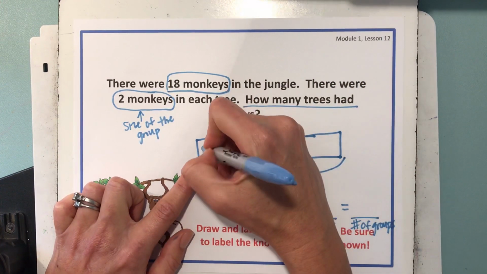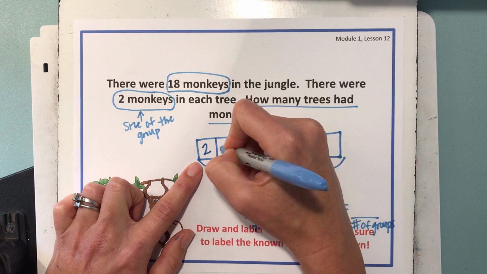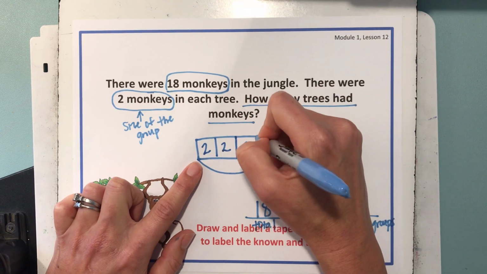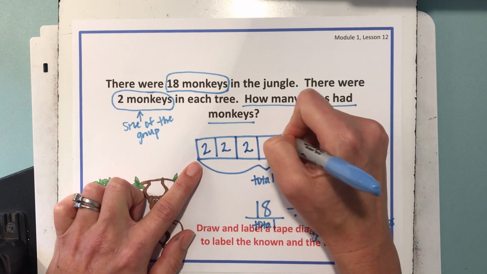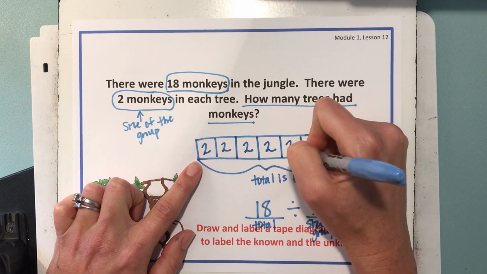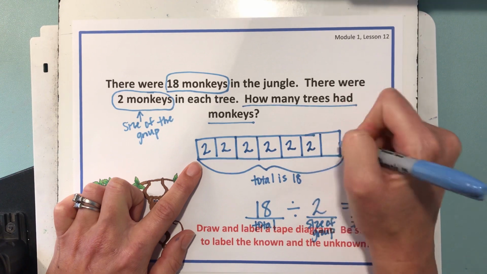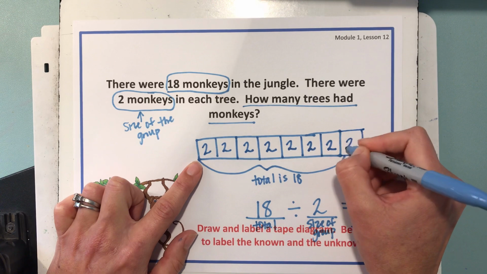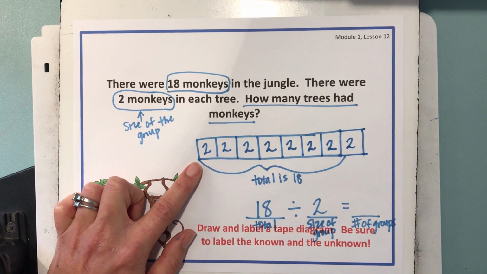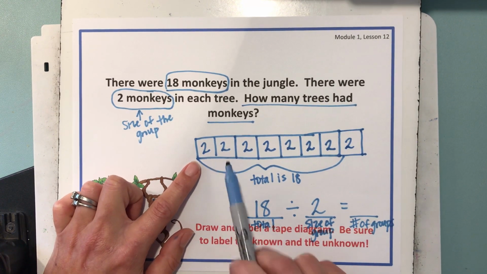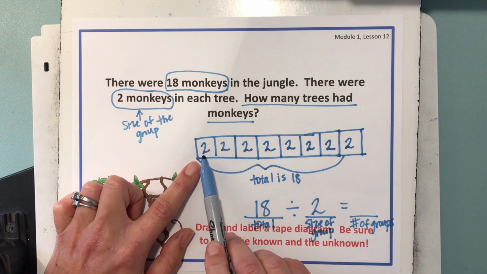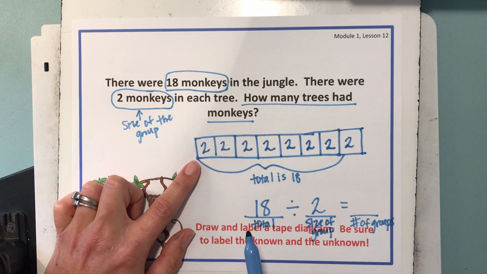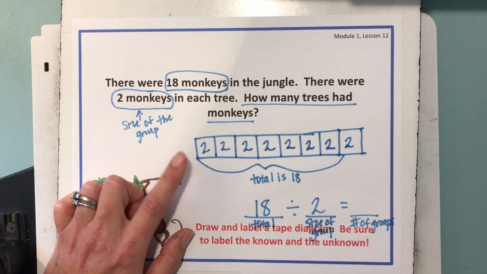You ready? 2, 4, 6, 8, 10, 12, 14. Oh, I need to be longer. And 16. Do you see how I did that? So since I didn't know the number of groups, I skip counted by 2s until I got to 16. Okay, and that showed me how many groups I have.